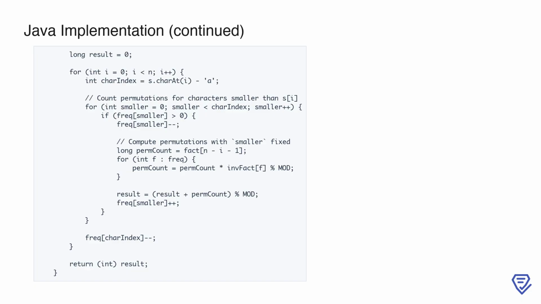The permutations are calculated as the factorial of the remaining length multiplied by the modular inverses of the frequencies of all characters currently in the frequency array. After considering each smaller character, we restore its frequency to maintain the integrity of the array. Finally, we decrement the frequency of the current character, as it has now been processed. This process ensures that we count all valid permutations while respecting the constraints of modular arithmetic.